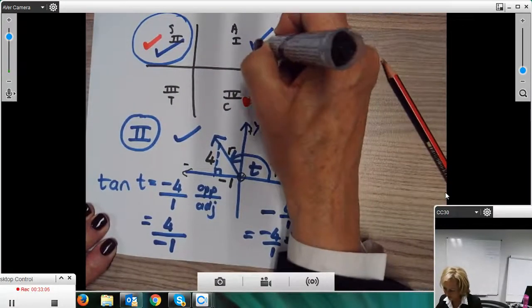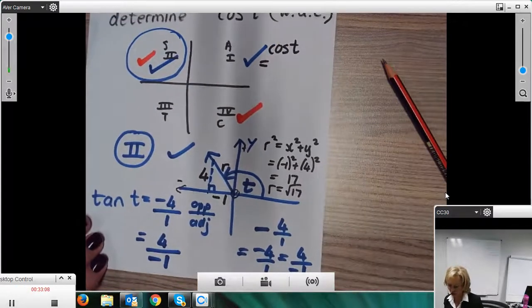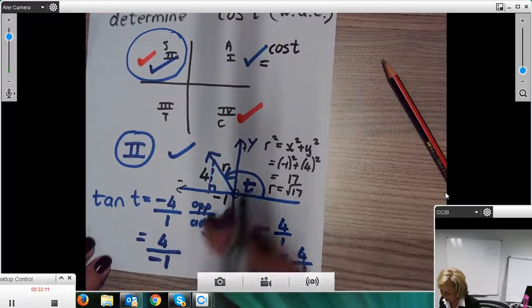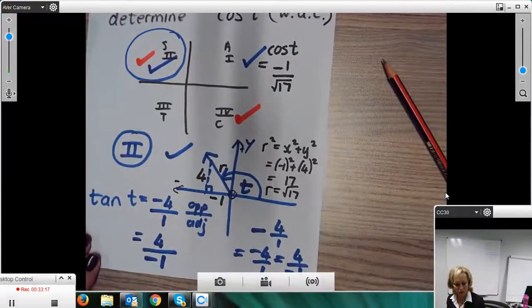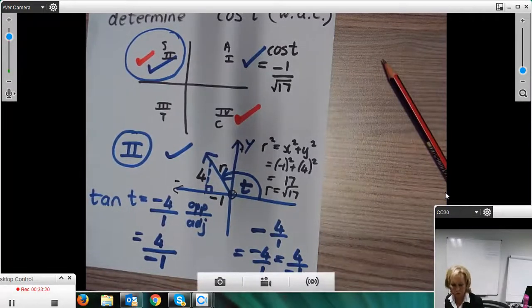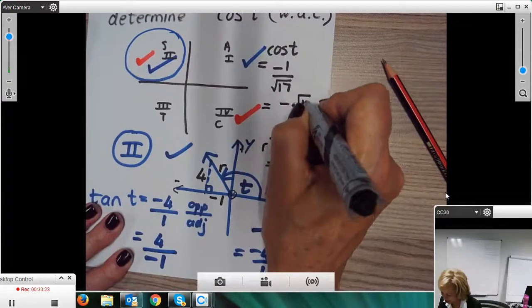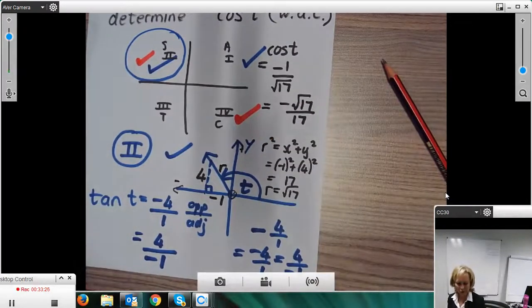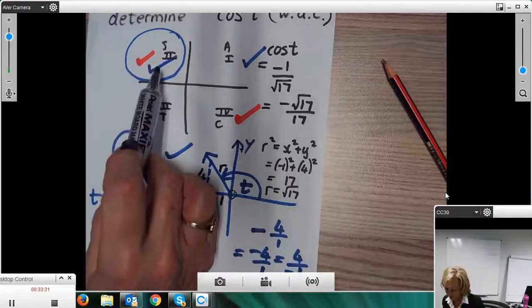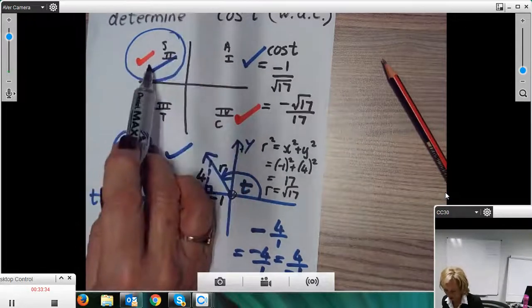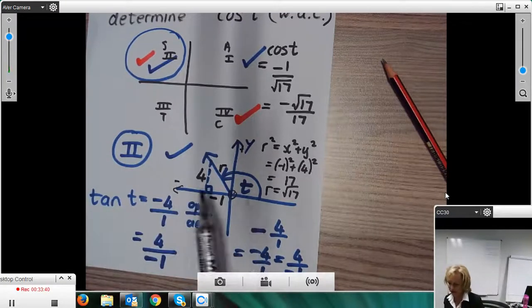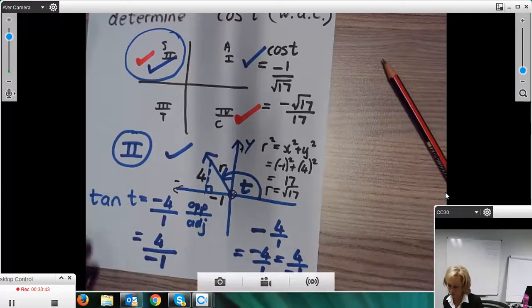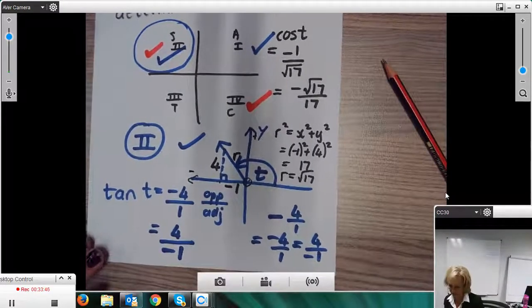Therefore the cos of t, remember what cos is, it's adjacent over hypotenuse. Well, the adjacent is -1 and the hypotenuse is root 17, and so the answer is -1 over root 17, or if you want it in a rationalized form, it will be -root 17 over 17. So there are the 3 steps again: determining the quadrant to see the corresponding sign, draw your triangle in the correct quadrant, get your 3 sides in your triangle, and then work with whichever ratio the question has asked.